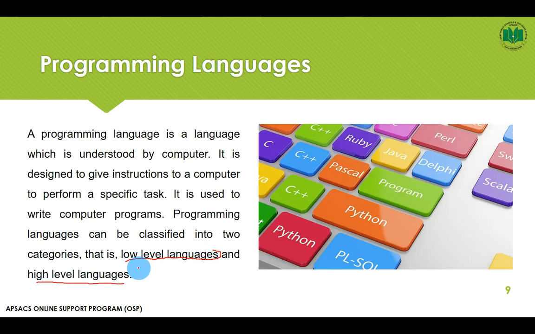Low level languages are the languages which are very easy for the computer to understand and very hard for human beings to understand. This is why these are called low level languages, because they are low in level for a human being, but they are very efficiently understood by the computer system. High level languages are English-like languages, very quickly understandable by human beings, and the computer can understand them only after compilation or after translating into another language.